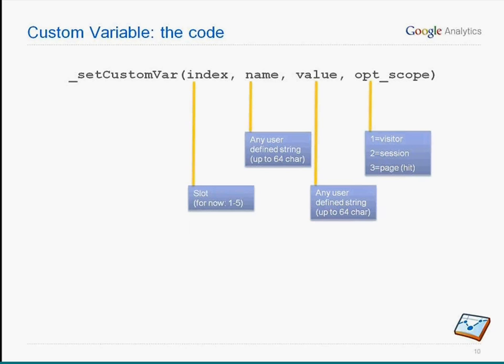Lastly, there is what we call index in the functional signature, but it's also called slot. At the moment, March 2010, valid values for index is 1 to 5, but that's a temporary number, and that number could increase in the future.